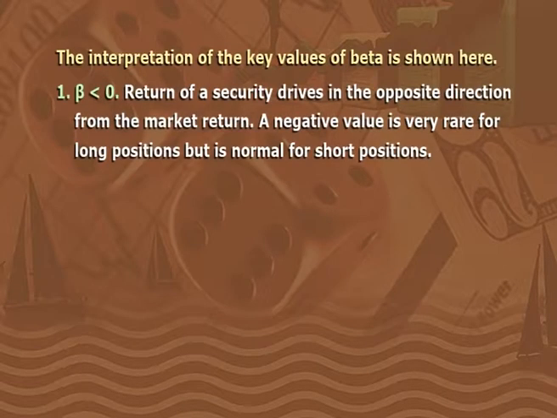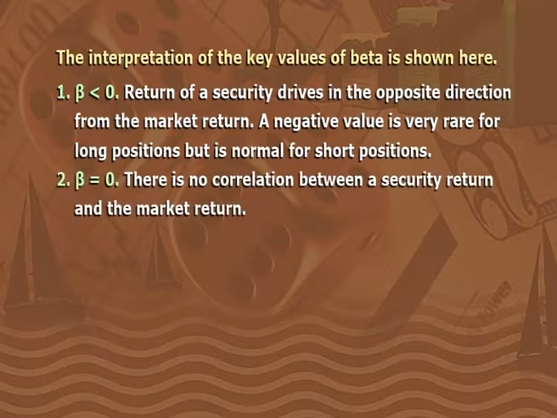The interpretation of the key values of beta is shown like this. Beta less than 0 means return of a security moves in the opposite direction from the market return. A negative value is very rare for long positions but is normal for short positions. Beta is equal to 0. That means there is no correlation between a security's return and market returns.